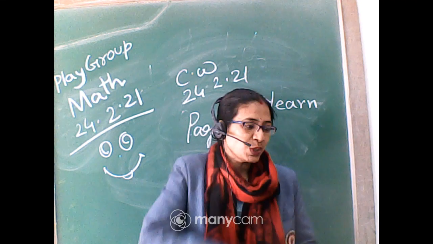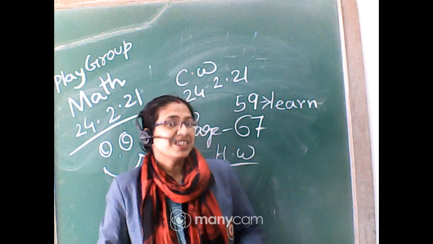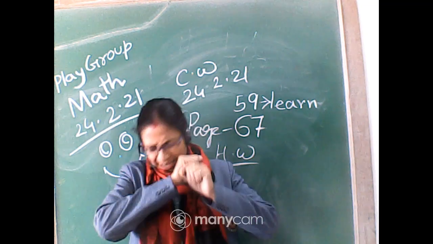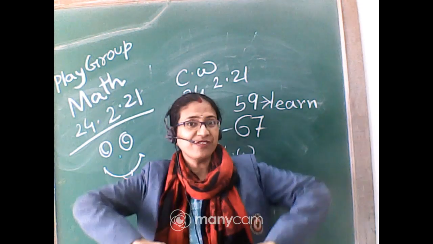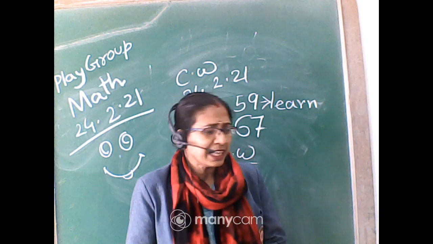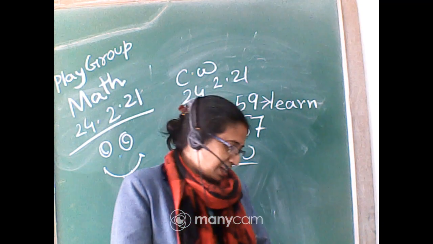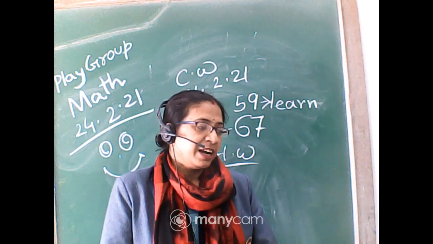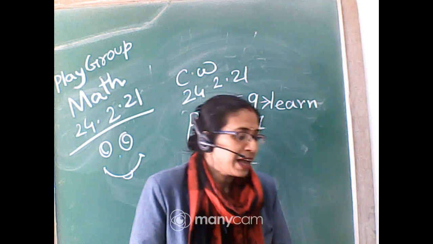Buckle my shoe. 3, 4. Shut the door. 5, 6. Pick up the sticks. 7, 8. Lay them straight. 9, 10. A big fat hen. Moinul, Nishat, Swarnendu, do it. Aradha is trying. Very good, Aradha. Now, last one, I am telling.